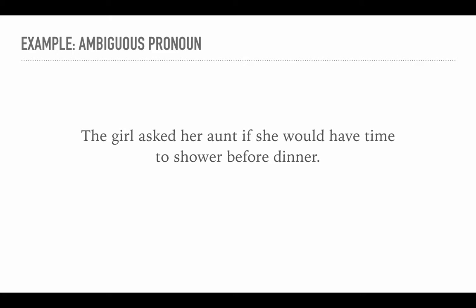Here's an example of an ambiguous pronoun. The girl asked her aunt if she would have time to shower before dinner. The ambiguous pronoun is "she," because what is the antecedent of that pronoun? Is it the girl, or is it her aunt?